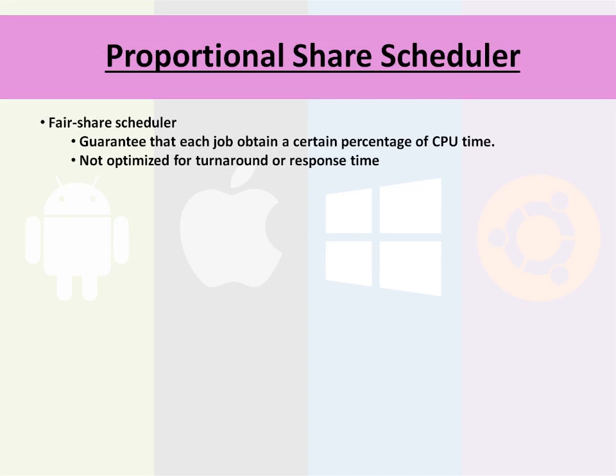Now there's another type of more advanced scheduler, and those are proportional share schedulers. These are fair share schedulers. They guarantee that each job obtains a certain percentage of the CPU time. It is not optimized for turnaround time or response time, but is still considered a fair scheduler. And one type of fair share scheduling is lottery scheduling.